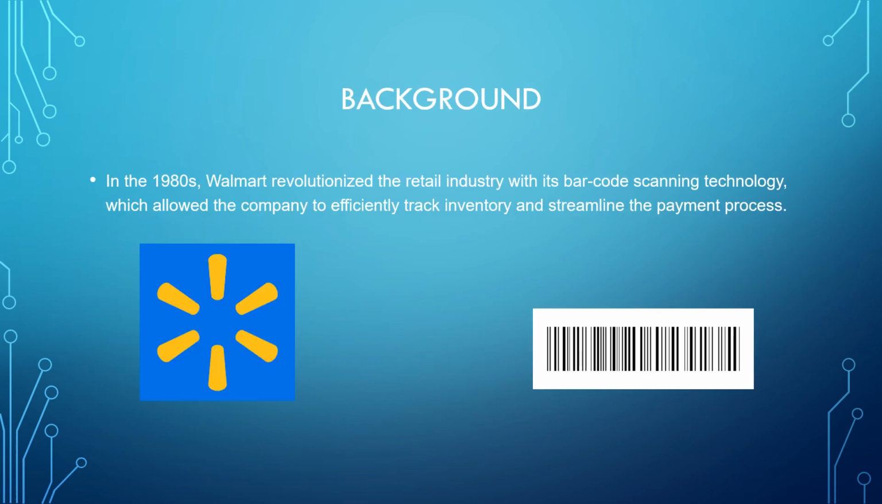Here is a classic case. It's about Walmart and its barcode. So Walmart adopted barcode scanning technology in the 1980s. The barcode scanning machine is very light. People can do it with one hand. The barcode scanning machine allows Walmart to track inventory and streamline the payment process.